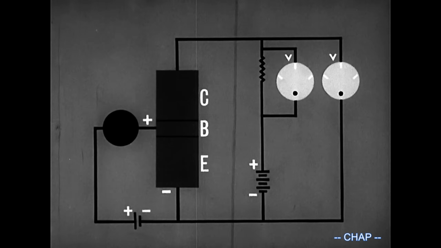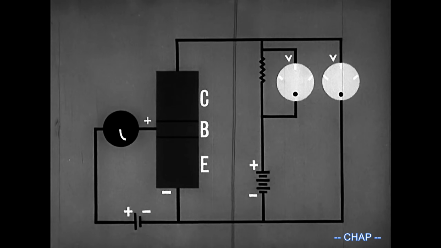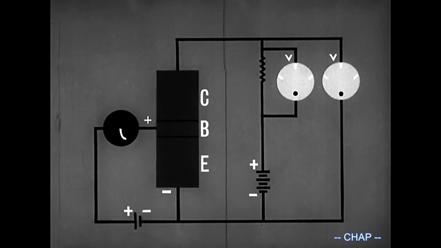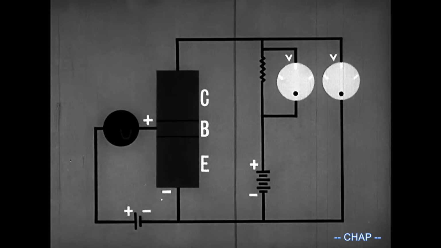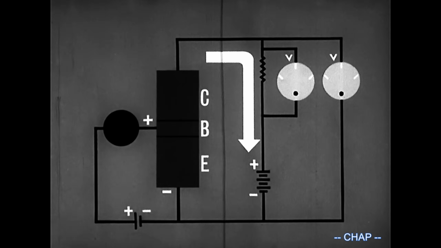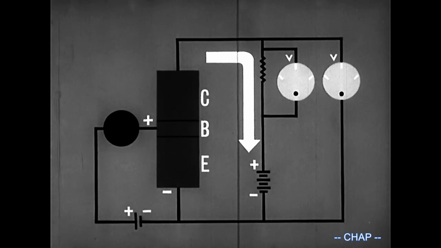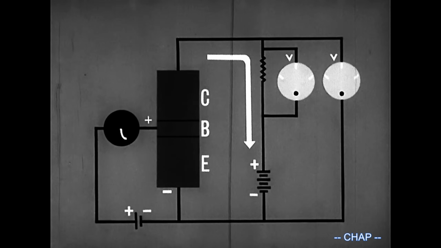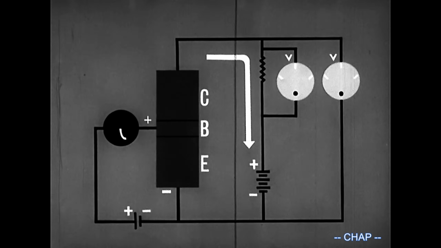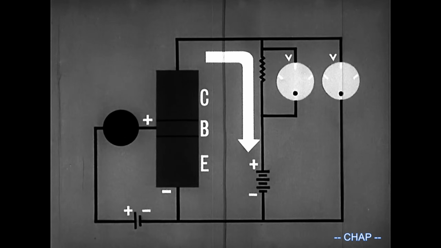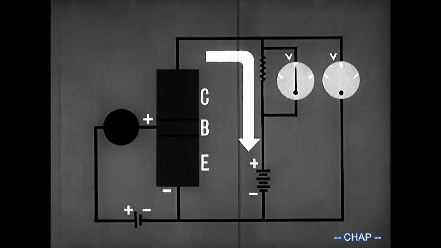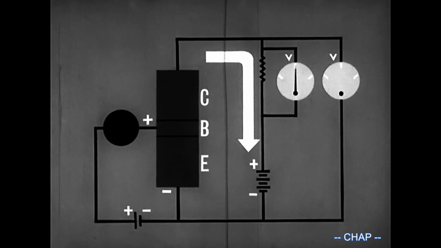During the negative alternation of the input signal, the forward bias first becomes smaller, then comes back to its original value. This in turn causes the collector current to first decrease and then increase again. The voltage across the load resistor again follows the current changes.